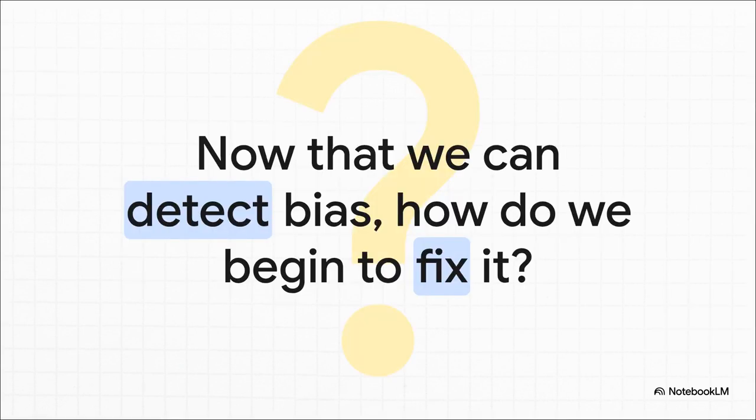So, we've learned how to be data detectives, how to find the clues and identify the problem right at its source. And that is a critical first step. But it immediately raises the next big question. Once you've found the bias, what do you actually do about it? How do you start to fix it?